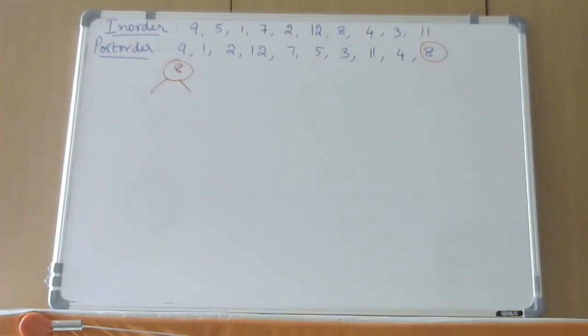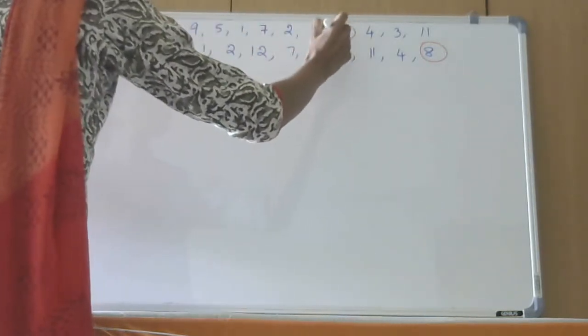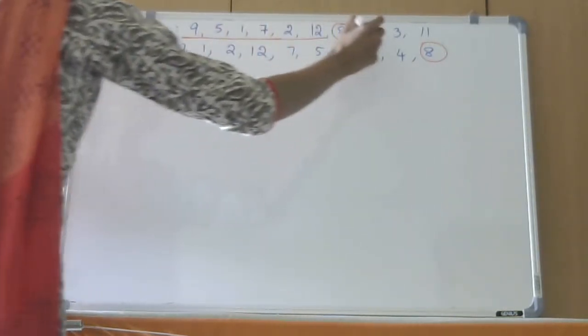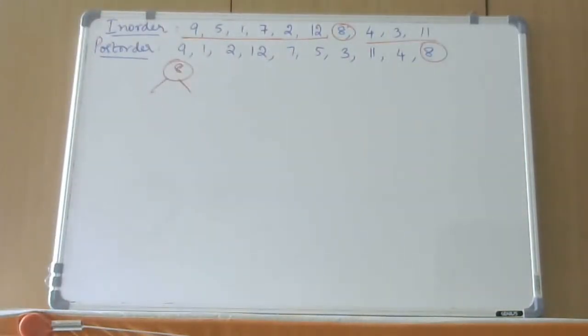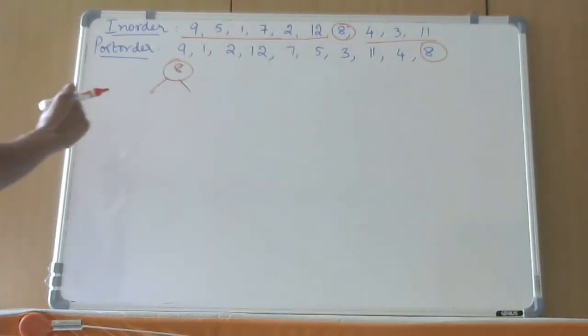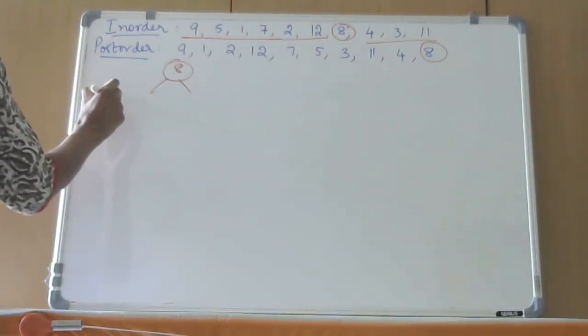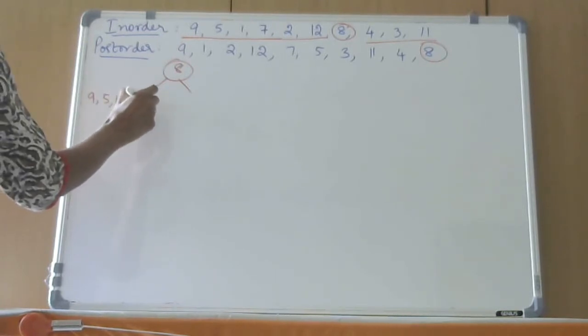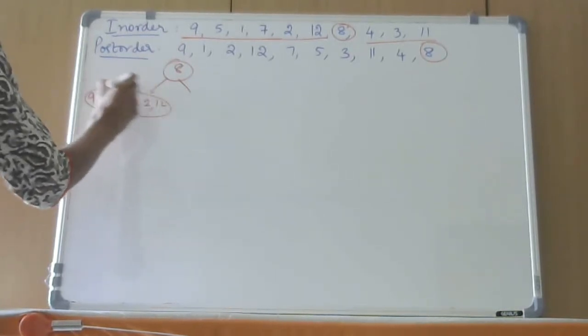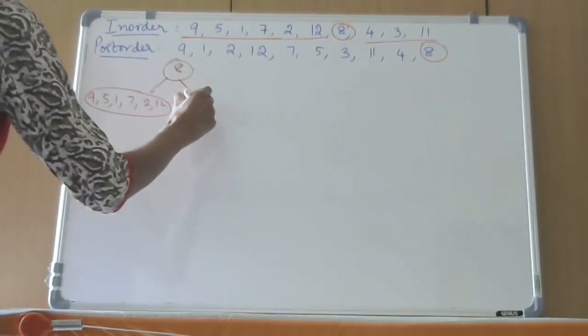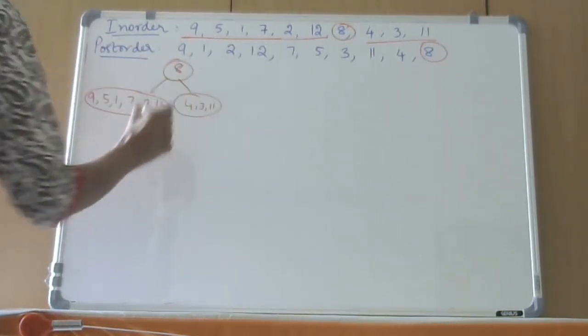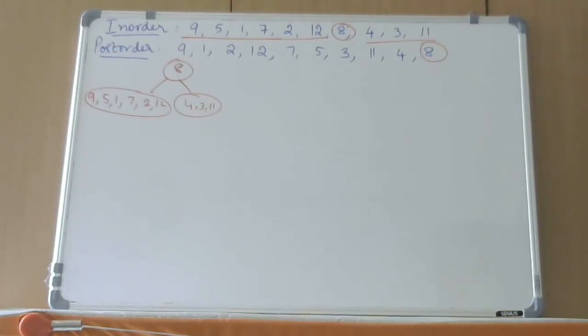So we have taken root. Everything else is the same. We have taken 8. So whatever is left of 8 will come as left subtree. Whatever is right of 8 will come as right subtree. Okay. So here I have 9, 5, 1, 7, 2, 12. All this will come as part of my left subtree. Right subtree I have 4, 3, 11. This will come as part of my right subtree.